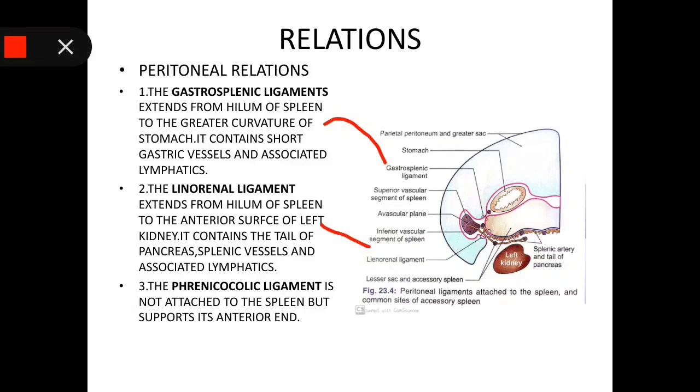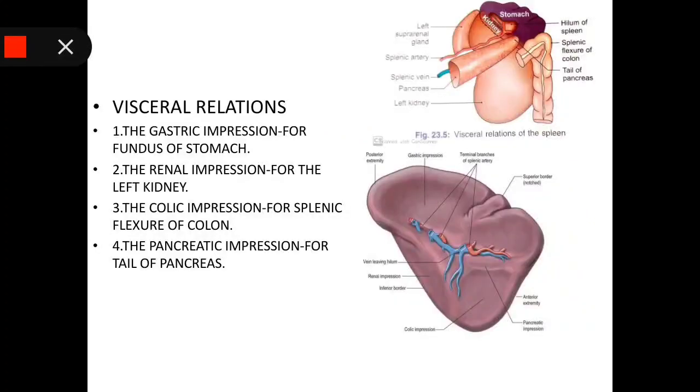The phrenicocolic ligament is not attached to the spleen but supports its anterior end. Visceral relations. The gastric impression is for the fundus of stomach. The renal impression is for left kidney. The colic impression is for the splenic flexure of colon, and the pancreatic impression is for the tail of pancreas.